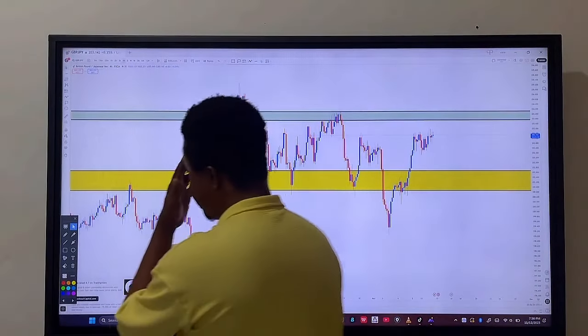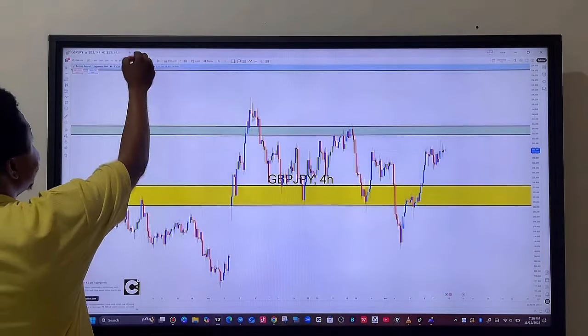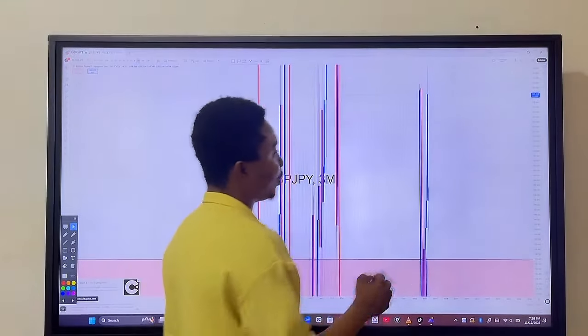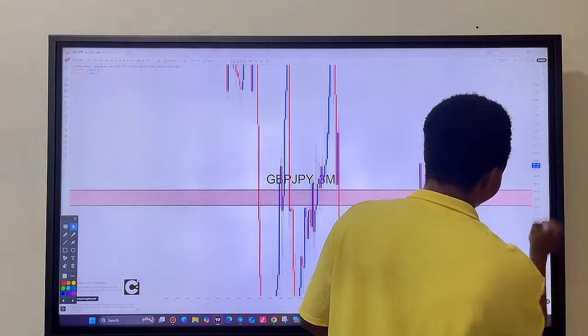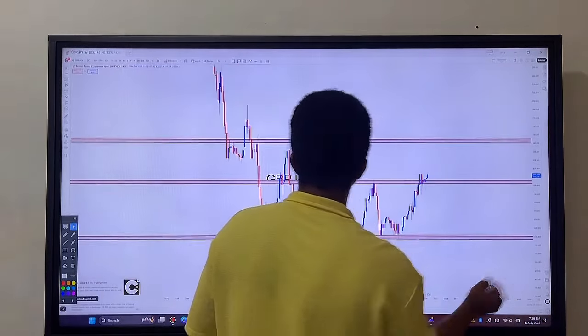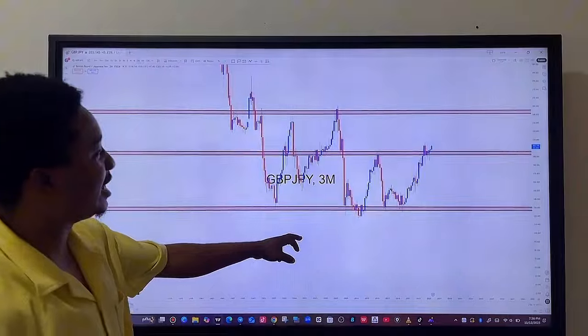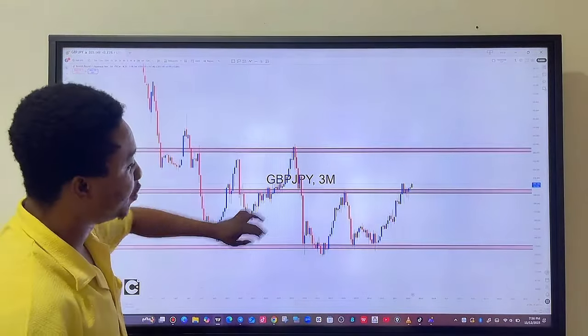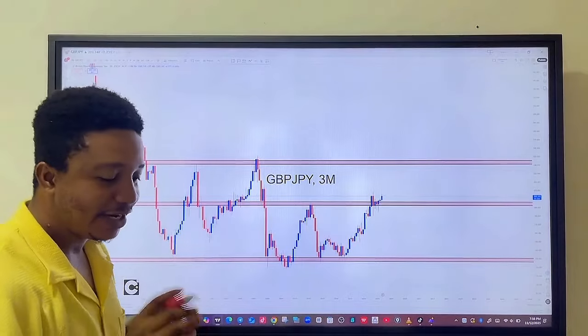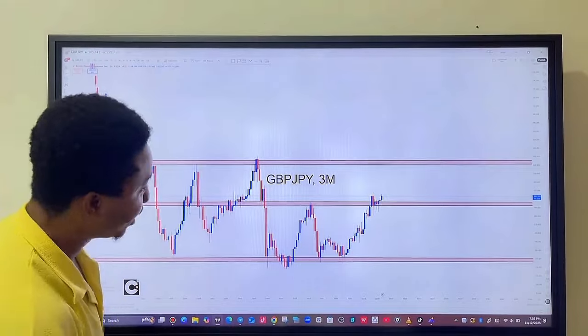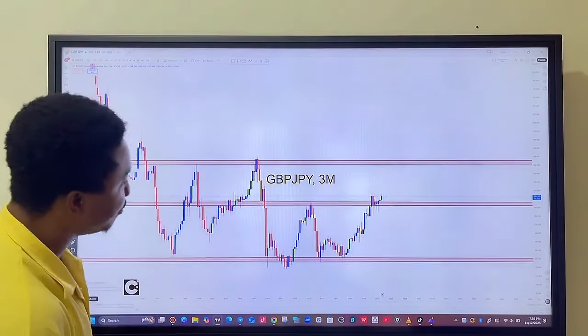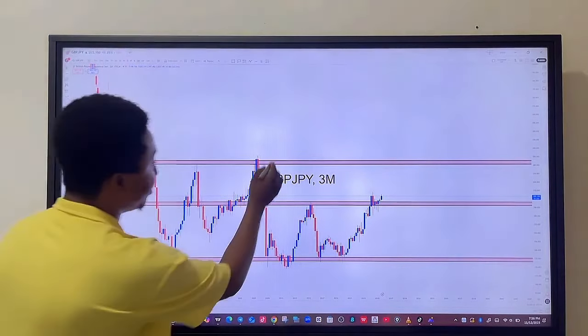Let's begin the breakdown also on the 3 months time frame. Alright, so this is GBP JPY on the 3 months time frame. What exactly is going on on GBP JPY on the 3 months time frame? Let's find out as we break it down. Now, on the 3 months time frame of GBP JPY, we have the 3 months upper, the middle zone, and also the lower zone.